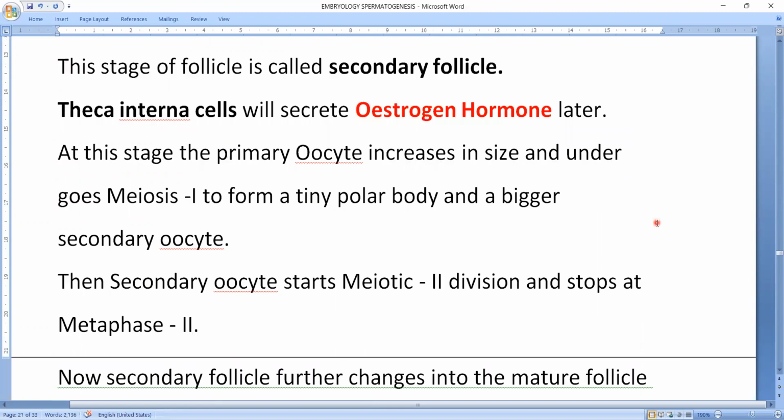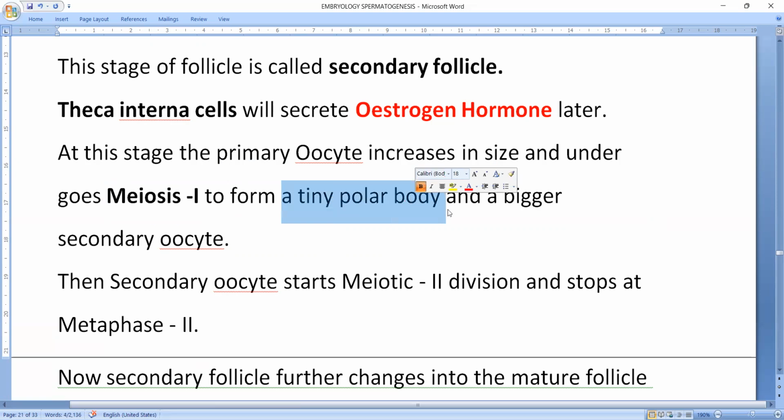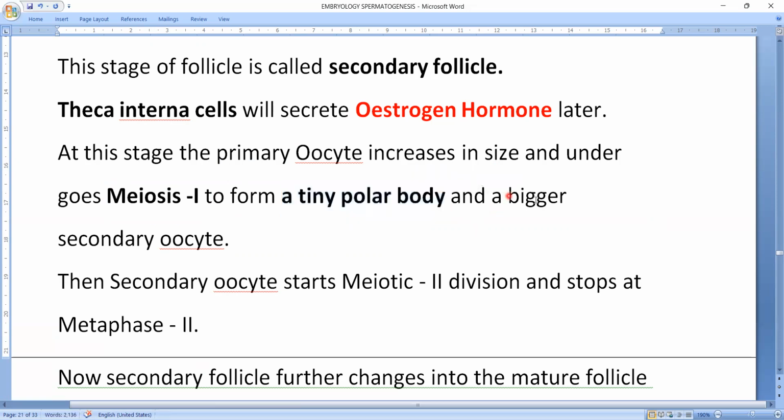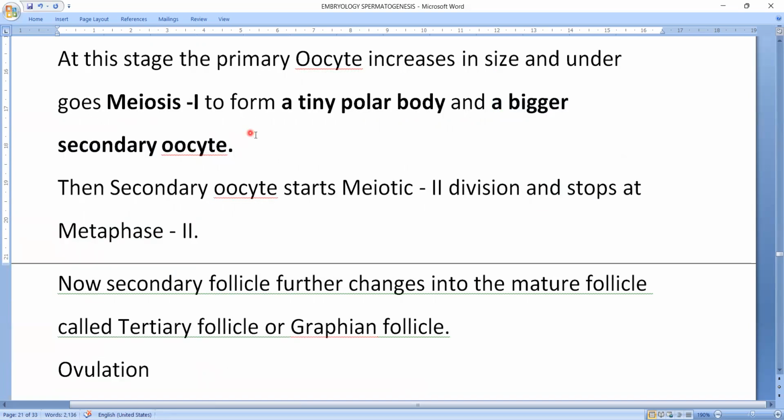This is important. Okay, so at this stage the primary oocyte increases అంటే లోపల వైపు ఉన్న ఓమ్ ని ప్రైమరీ oocyte అంటారు, increases in size, undergoes. సో ఇక్కడ అంటే ఎక్కడైతే సెకండరీ ఫాలికల్ స్టేజ్ ఉంటుందో, అంటే ఇది ఎంబ్రియానిక్ స్టేజ్ స్టిల్. సో మియాసిస్ 1 is occurred to form a tiny polar body and a bigger secondary oocyte. సో ఇక్కడ వరకు ఫీటస్ లోనే జరుగుతుంది.